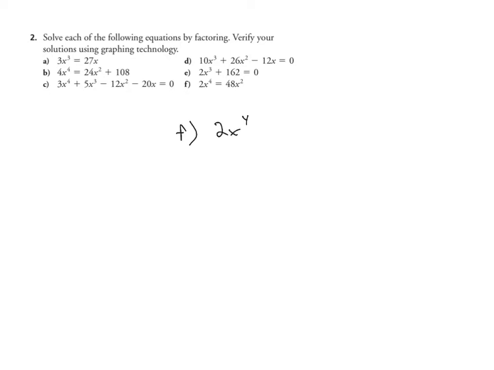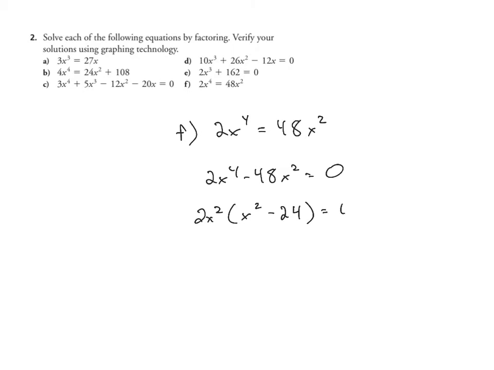2x to the 4 equals 48x squared. Bring everything to the left. Always do that. 2x to the 4 minus 48x squared equals 0. Let's take out a 2x squared. You got x squared minus 24 equals 0. And you're going to have, so x, let's do one more step here. x minus root 24, x plus root 24 equals 0.